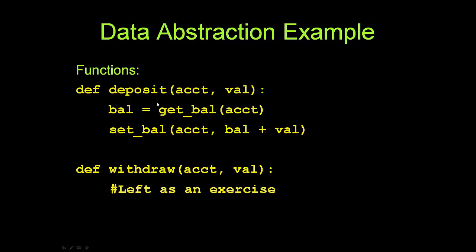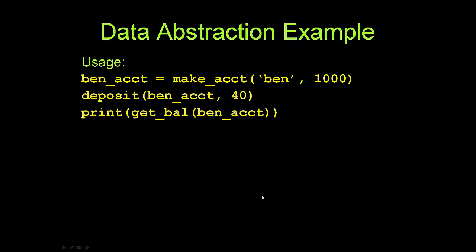Then you can deposit money this way. You basically get an account and a val, which is a value to deposit. You get the balance, and then you set the balance. For withdraw, you can do something else. Then bank account is make account ban 1000, deposit is bank account 40, print get balance bank account.